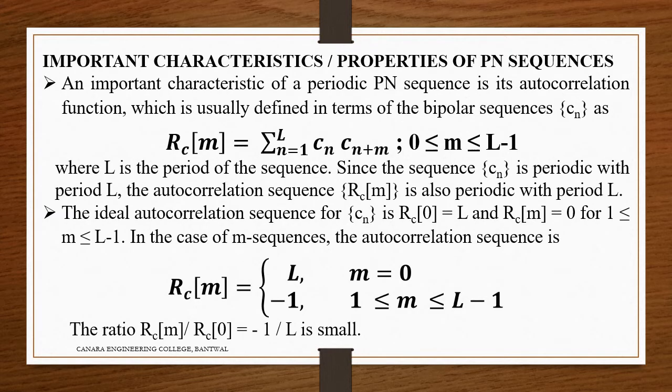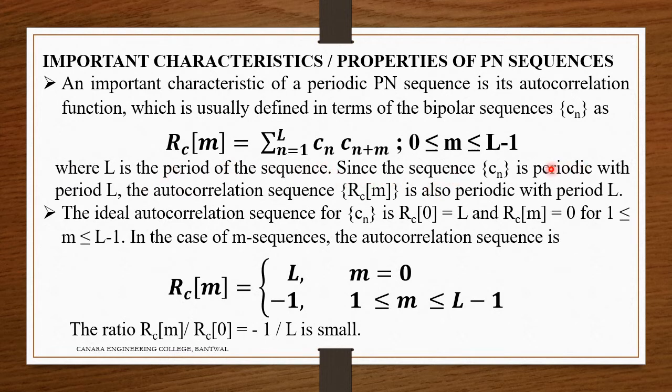Now, the important characteristics or properties of the PN sequence. An important characteristic of a periodic PN sequence is its autocorrelation function, which is usually defined in terms of a bipolar sequence Cn as Rc of m equals the summation of n equals 1 to L of Cn times Cn plus m, for 0 less than or equal to m less than or equal to L minus 1, where L is the period of the sequence.